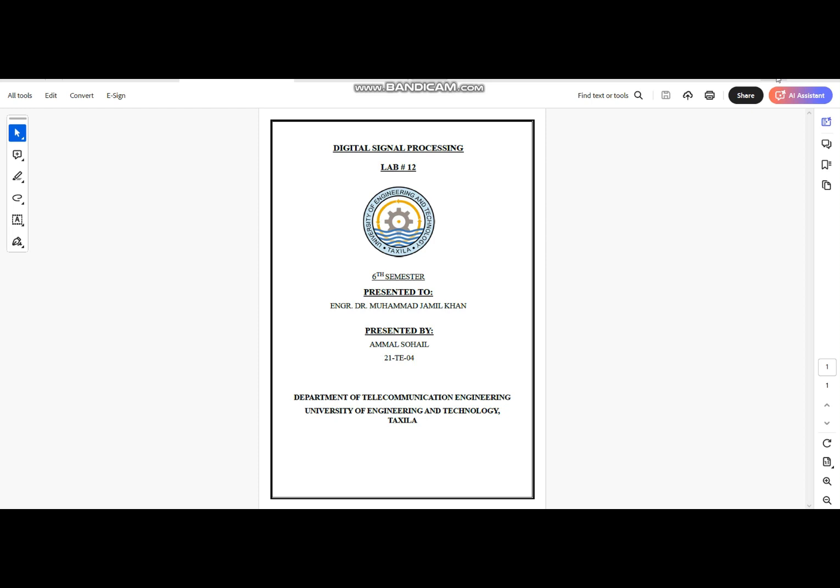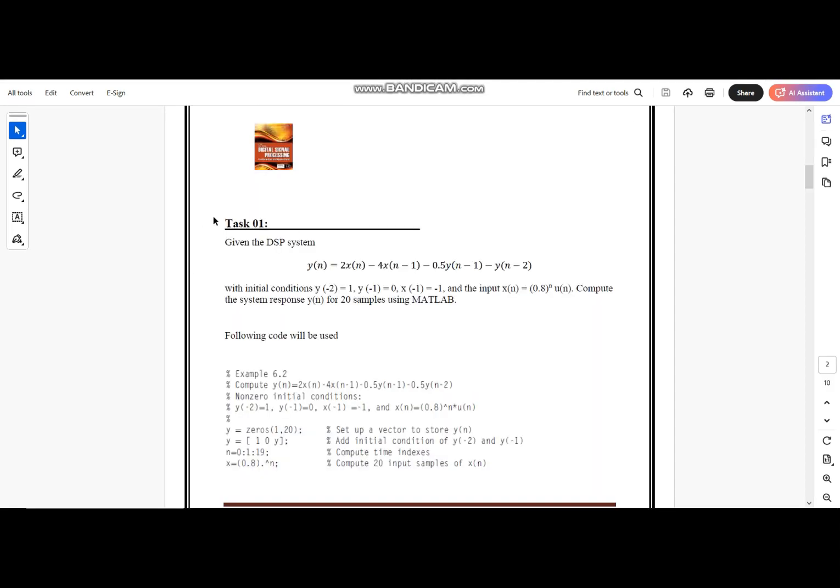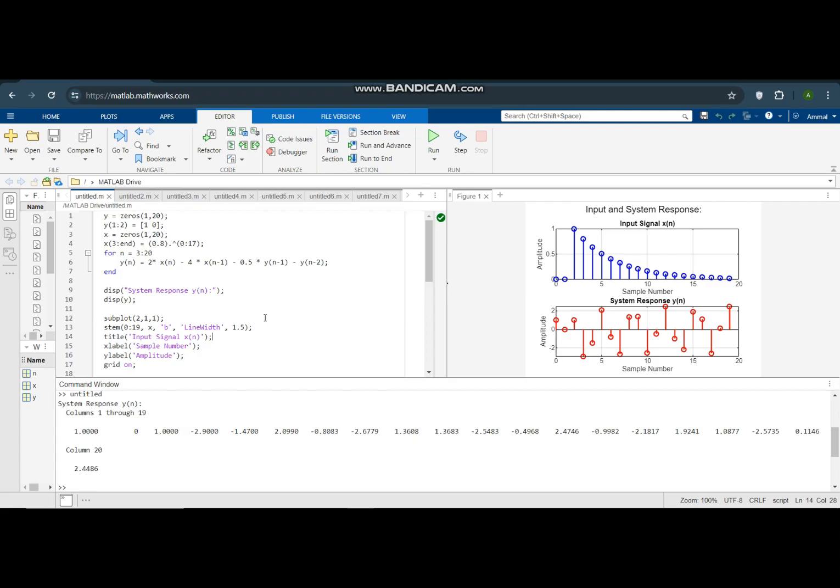Today I'll be implementing Lab 12 of Digital Signal Processing, which is about infinite impulse response filters. Task 1 of the DSP Lab 12 is: given the DSP system with initial conditions and input signal, compute the system response for 20 samples using MATLAB. Let us see the MATLAB code for it.